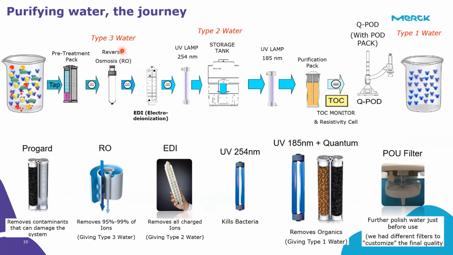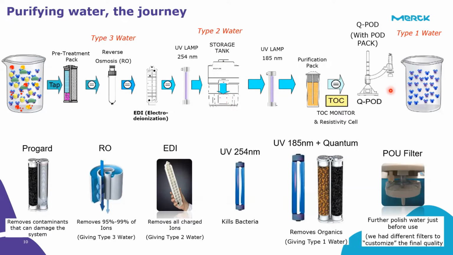And after reverse osmosis, you can see we have type 3 water, just like we mentioned as we started this presentation. So after reverse osmosis, you have type 3 water. Then water goes through electrodeionization and UV254 to control bacterial growth. And in this tank, we have type 2 water, which can be used at that point. Then we have this polishing part. We call it polishing part because we already have purified water inside this tank, and we only need to polish it to get type 1 water.